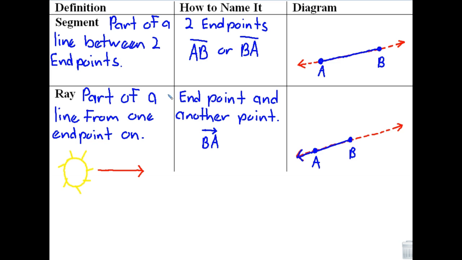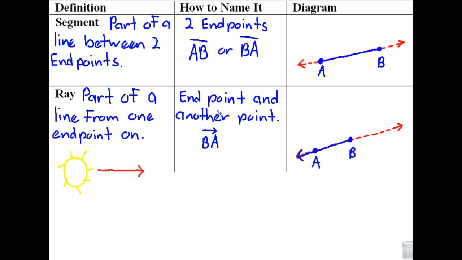A ray then is going to be part of a line from one endpoint on. So in other words, I find an endpoint on that line that extends in both directions, and I just go in one direction or the other, continuing forever, that's going to be a ray. Kind of like a ray of sunshine, it originates, it starts at the sun could be our point, and then it goes on indefinitely in that direction. So same idea with a ray of sunshine.